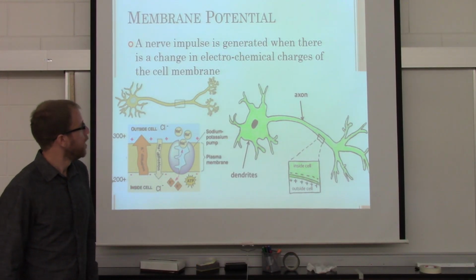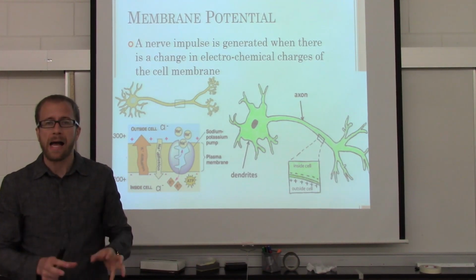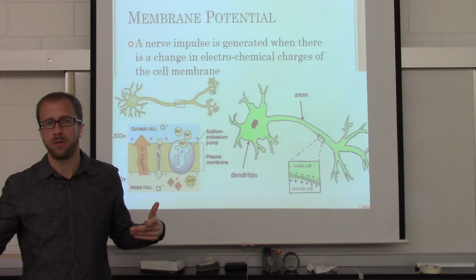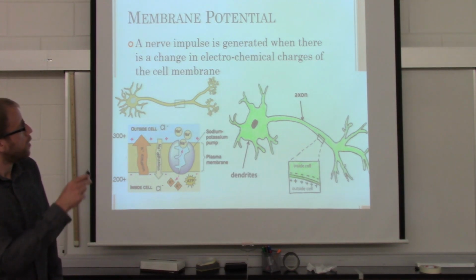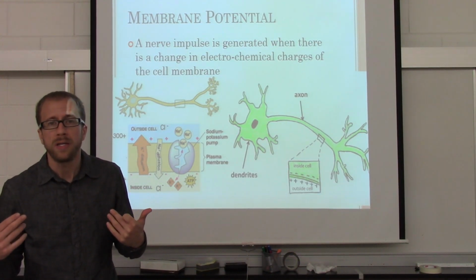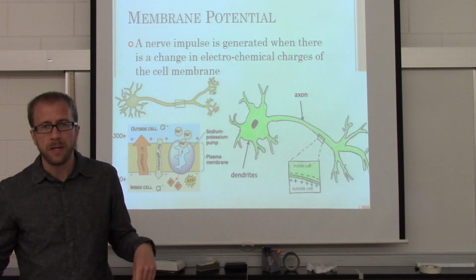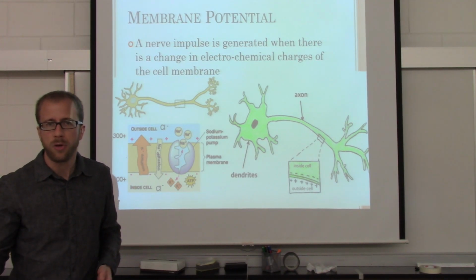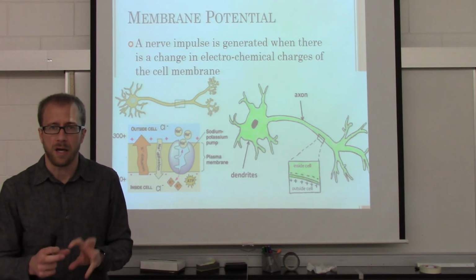Hello class. Today we're going to talk about membrane potential and the action potential, the way by which nerves transmit signals from one place to another. Now, membrane potential is potential just like you would consider in a battery, right? If you have a 12-volt battery, that's indicating the push that's on those electrons. Something similar happens to the membranes of your axon.